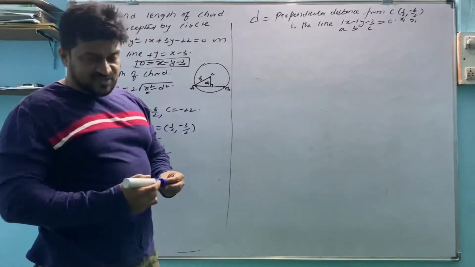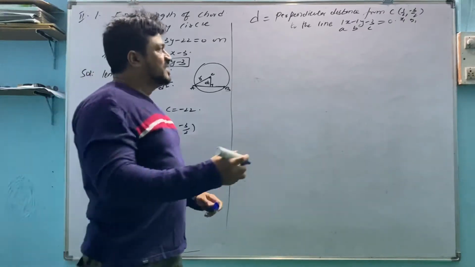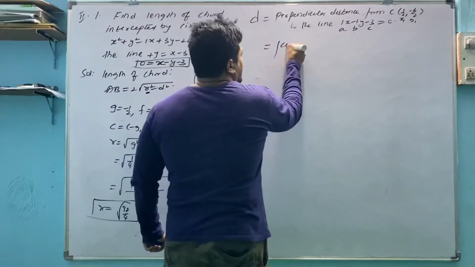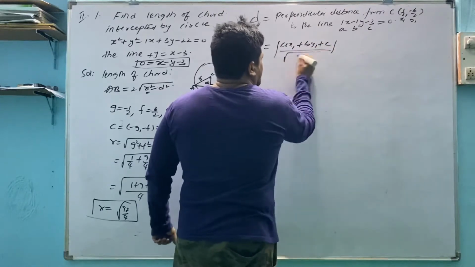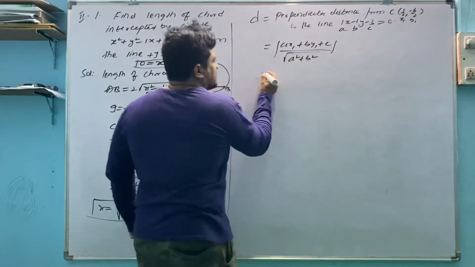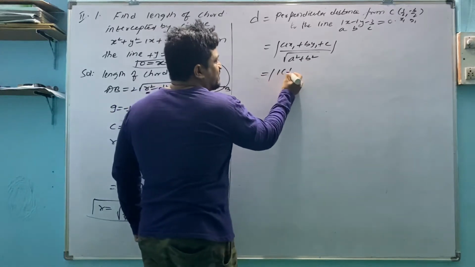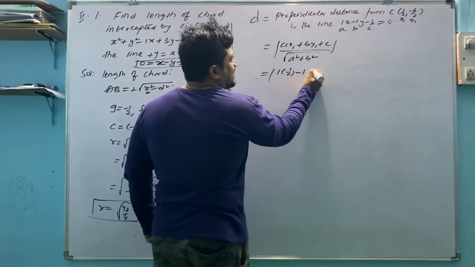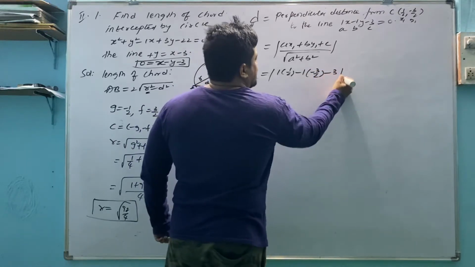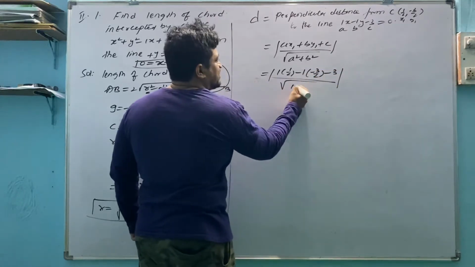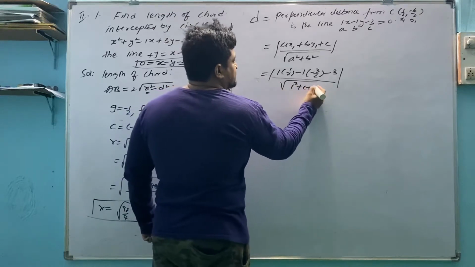Perpendicular distance from center to the line given. Then you can write the formula of d: (Ax1 + By1 + C) divided by root over A square plus B square. So a into x1, 1 into 1 by 2, plus b, minus 1 into y1, plus c, minus 3, by root over a square plus b square.